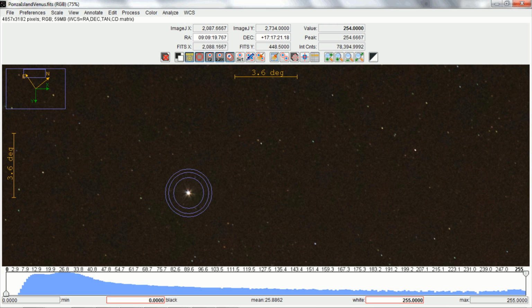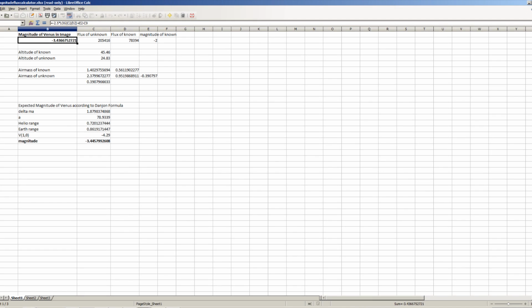So because we know the flux within the image now, we can calculate the apparent magnitude of Venus. The apparent magnitude of Venus is given by a simple formula of -2.5 times the log of the flux of the unknown, in this case Venus, divided by the flux of the known, in this case Jupiter, plus the magnitude of the known. I've also included a correction factor for the atmosphere, because Jupiter and Venus are at different altitudes over the horizon in the image, so they experience different amounts of atmospheric extinction. But because we know the altitude over the horizon of each object, we can calculate the air mass, and therefore the amount of atmospheric extinction each object experiences and correct for it in the final calculation.